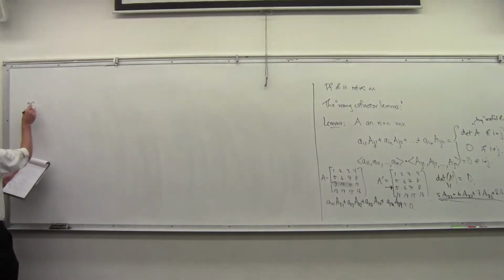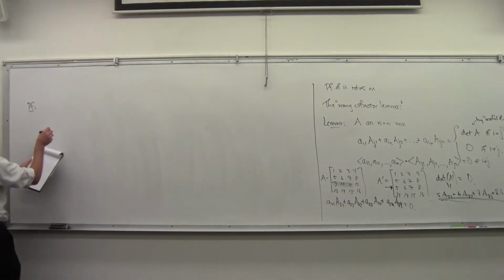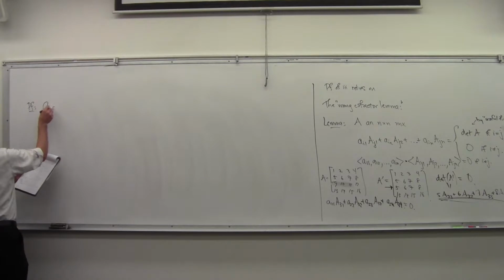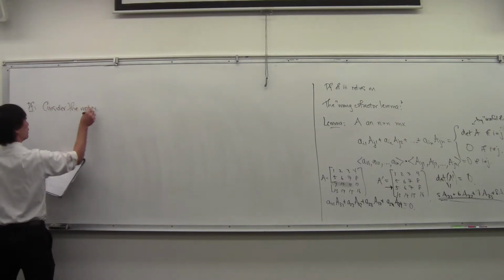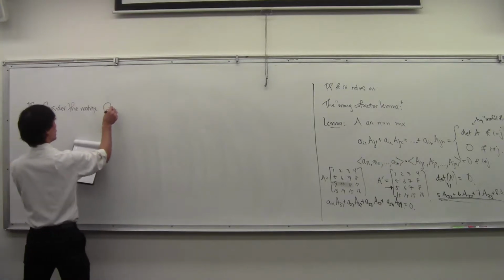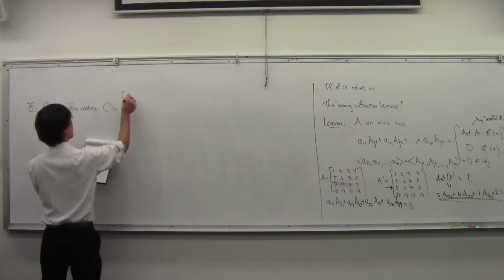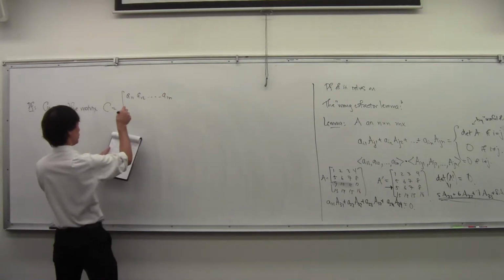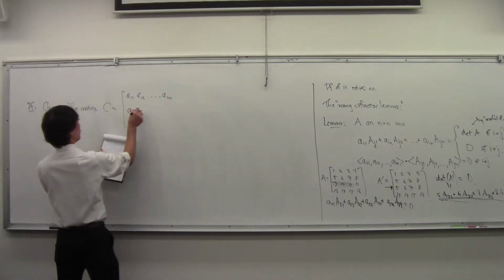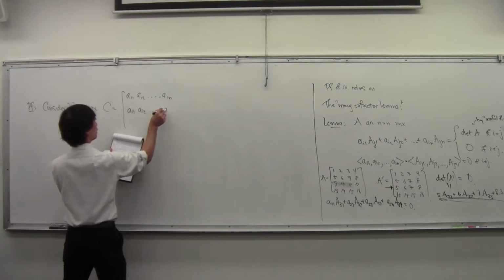Okay, so the proof of the wrong cofactor lemma. Consider the matrix C, which is the same thing as A, so a11, a12. I'm just going to write out what we did over there, but sort of more abstractly.